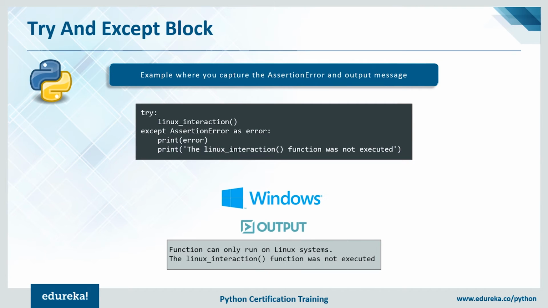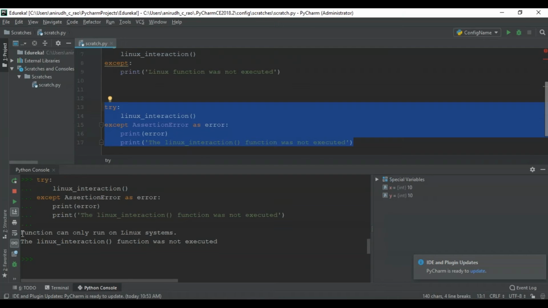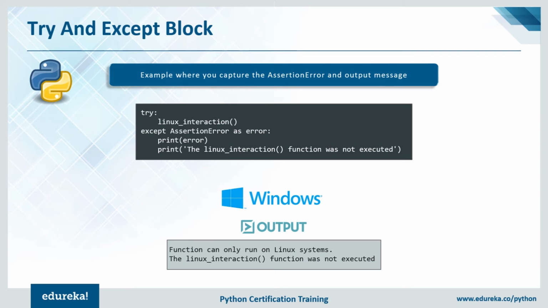Running this particular case on a Windows machine will give us the following output, guys. It says function can only run on Linux system, and whatever you have chosen in the print block is being printed for us. So let me run this in PyCharm. As you can check, we have the message printed, right? It was the same message as I told you before. So heading back to the presentation.